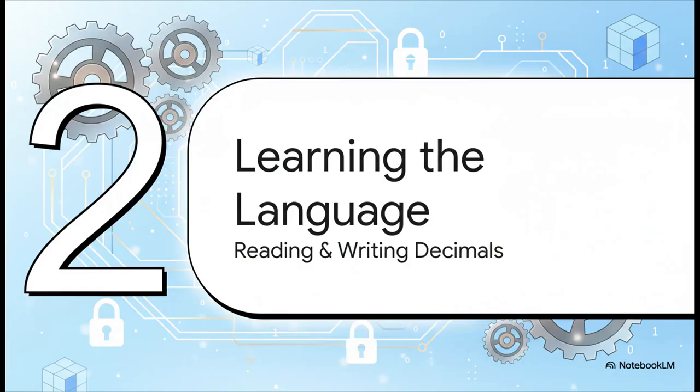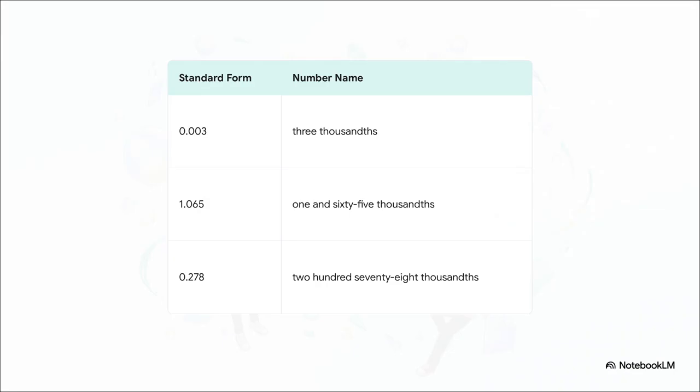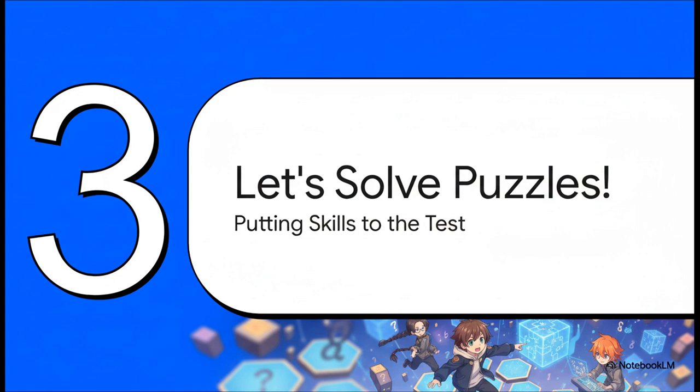Awesome. So now that we know what a thousandth is, we need to learn how to speak its language. You know, reading and writing decimals is a lot like learning a secret code, and I am about to tell you the most important secret word of all. Check out this table. For 0.003, we just say 3 thousandths. Simple enough. But look at the next one, 1.065. We say 1 and 65 thousandths. See that word and? That is the secret password. In math language, and tells you exactly where the decimal point goes. It's like a bridge that separates the whole numbers on the left from all the tiny decimal parts on the right.